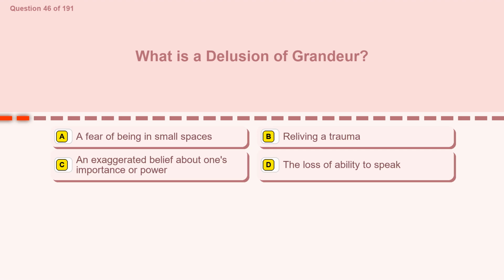Question 46. What is a delusion of grandeur? Option A. A fear of being in small spaces. Option B. Reliving a trauma. Option C. An exaggerated belief about one's importance or power. Option D. The loss of ability to speak.